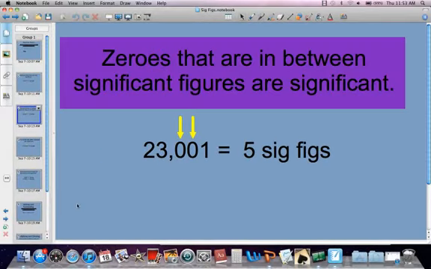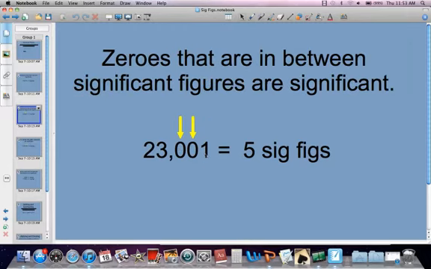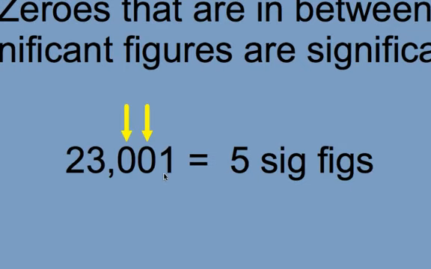So when are zeros significant? Anytime you have zeros that are sandwiched in between sig figs, they are significant. So this has 1, 2, 3, 4, 5 sig figs.